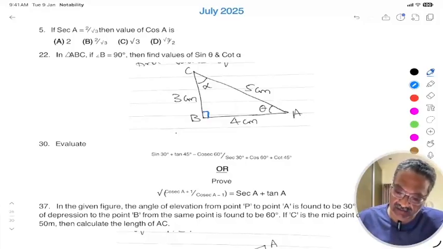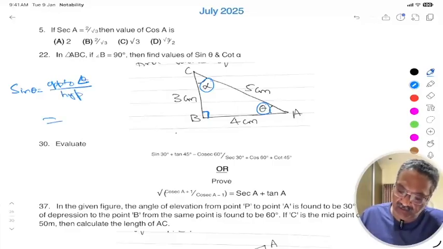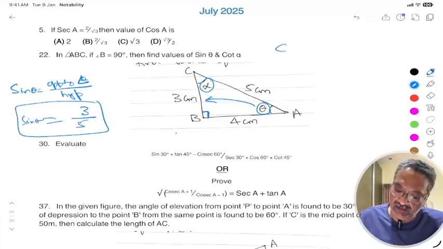Angle B is 90 degree. They want sine of theta and cot of alpha. Okay, sine theta is opposite to angle theta divided by hypotenuse. Opposite to angle theta is 3 centimeters divided by hypotenuse, 5 centimeters. So sine theta is 3 by 5. Similarly, cot alpha is 1 by tan. Tan is nothing but opposite by adjacent. So cot will be adjacent to angle alpha divided by opposite to angle alpha.